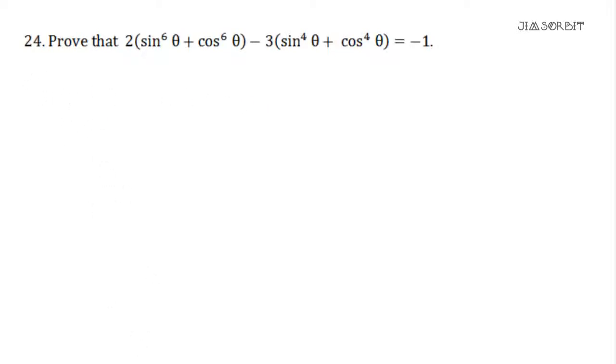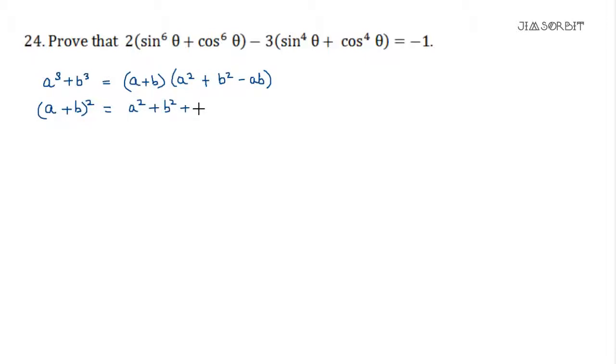So let us begin. We know that a cube plus b cube is a plus b bracket a square minus ab plus b square, or you can write plus b square minus ab. Both are the same thing, correct? And a plus b whole square is a square plus b square plus 2ab. We will try to use these formulas, so I'm just writing them. Now we will start with this.